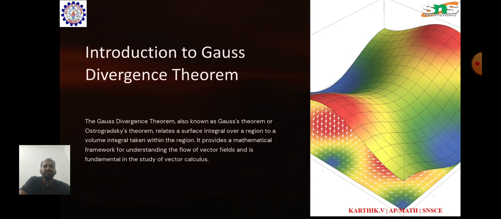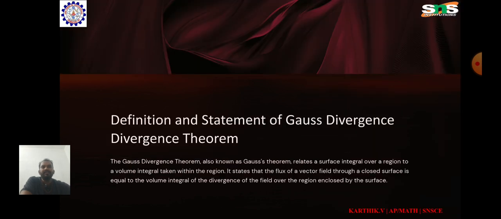In this lecture video, I will explain about Gauss divergence theorem. Introduction to Gauss divergence theorem. The Gauss divergence theorem is also known as Gauss theorem or Ostrogradsky theorem. It is a fundamental result in vector calculus. It relates the flux of a vector field through a closed surface to the divergence of the vector field within the region enclosed by the surface.